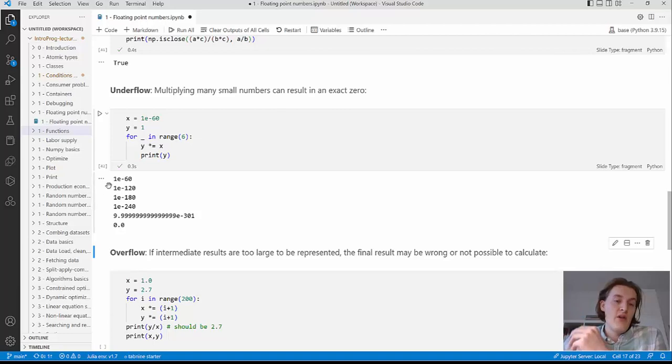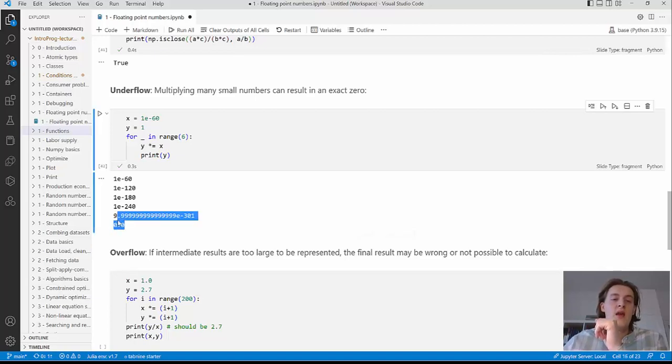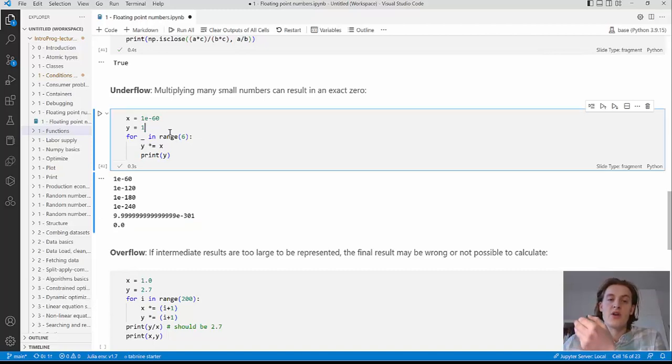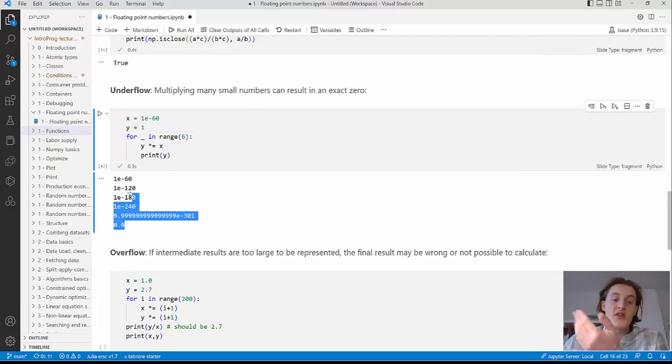So it starts out great. It's becoming a smaller number. But at some point, Python will say, this is exactly 0. And we know it's not exactly 0, because two numbers that are not 0 multiplied by each other are not 0. But Python stores it as 0 because it just becomes so small that it cannot be approximated by the formula we saw at the beginning of the video.